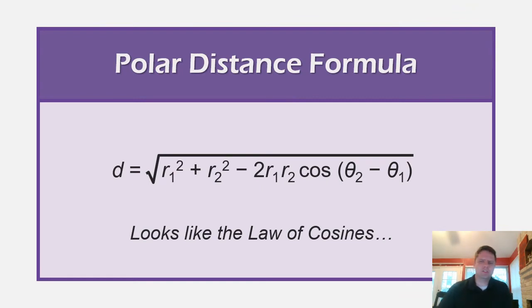All right, now this section also introduces the polar distance formula, which is this: d equals the square root of r1 squared plus r2 squared minus 2 times r1 r2 times cosine of (theta 2 minus theta 1). Now, if you're looking at this and you remember from the previous chapter, this looks like the law of cosines, there's good reason why it looks like the law of cosines. It really does. It pretty much is that. And we'll see in this next example why that is.